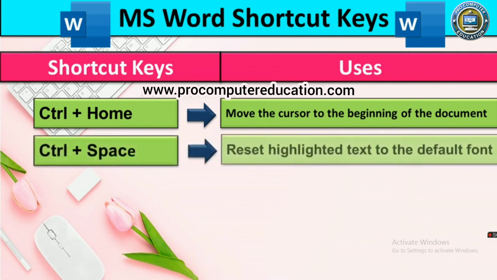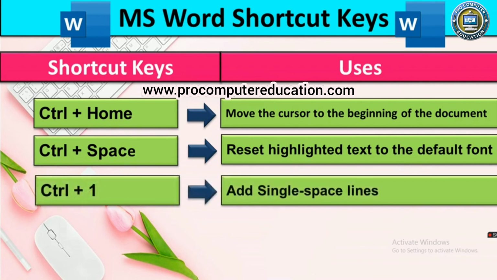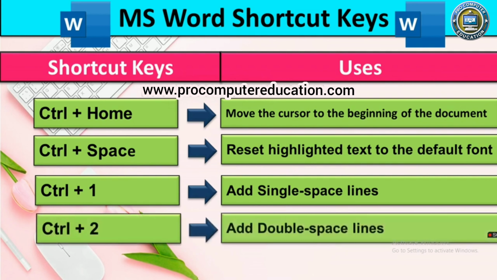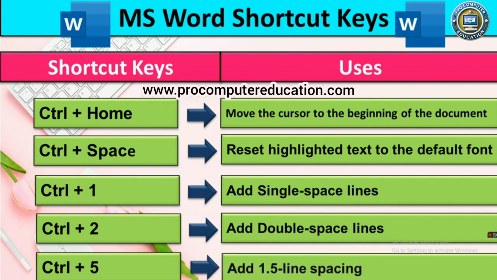Ctrl plus Space, reset highlighted text to the default font. Ctrl plus 1, add single line spacing. Ctrl plus 2, add double line spacing. Ctrl plus 5, add 1.5 line spacing.